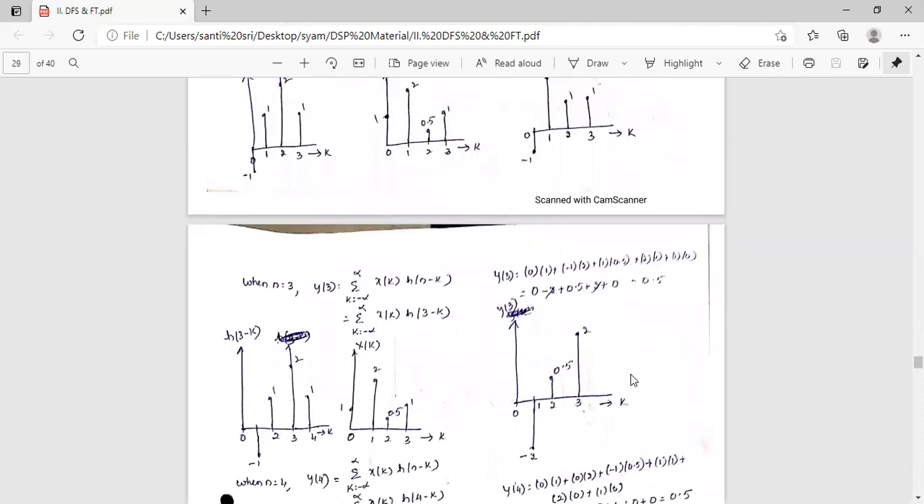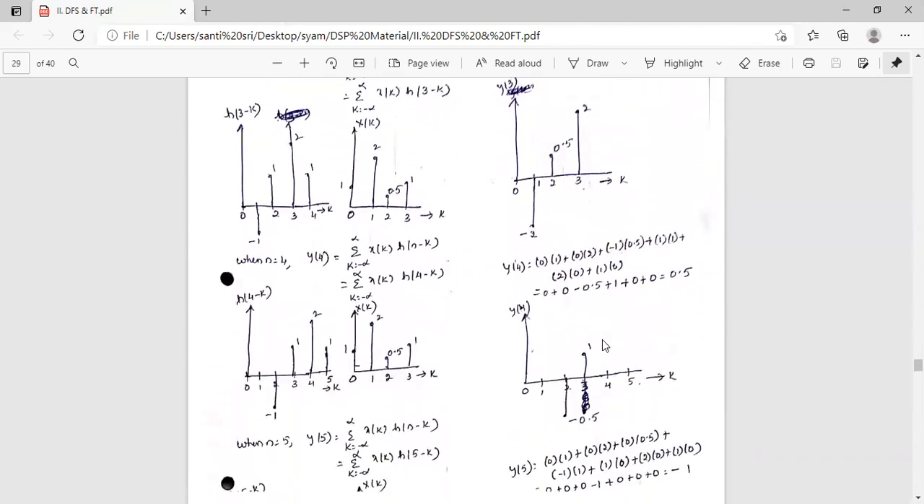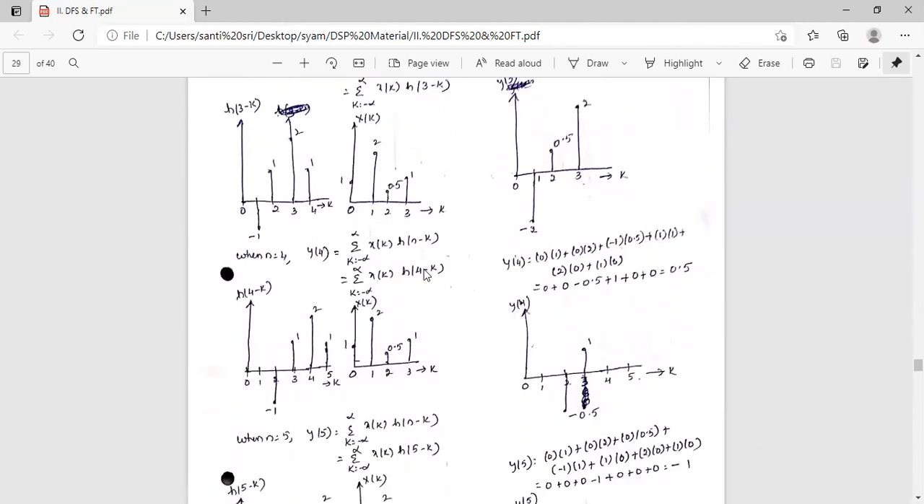Next, if n equal to 3, then it will become h of 3 minus k. Okay, x of k into h of 3 minus k. So multiply these two, we will get the result like this, that is 0.5, y of 3 is 0.5. If n is 4, then sigma k equal to minus infinity of x of k into h of 4 minus k. So h of 4 minus k is this one, and x of k is this one. By simply multiplying these two, we will get y of 4 like this. So its value is 0.5.